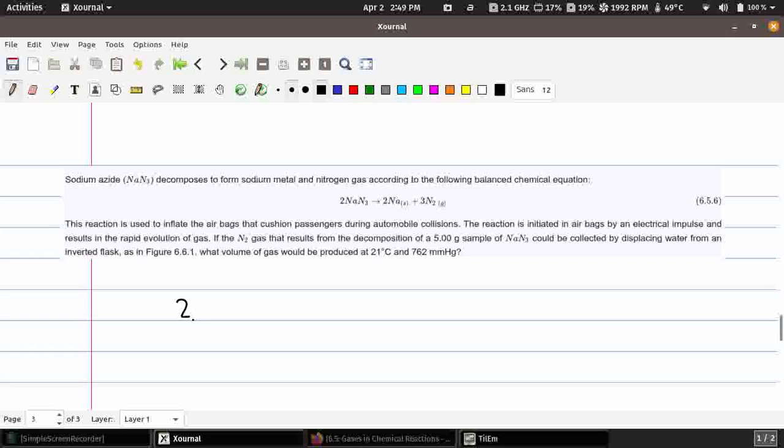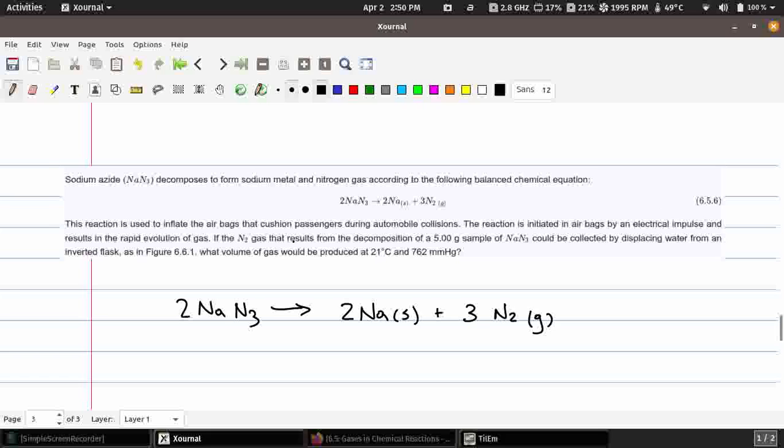Anyways, so we'll rewrite the reaction. We have 2NaN3 breaks up into 2 sodium metals plus 3 nitrogen gas. Wow, why am I doing that? Okay. This reaction is used to inflate the airbags that cushion passengers during automobile collisions. The reaction is initiated in airbags by an electrical impulse and results in the rapid evolution of gas. That means that lots of gas gets made super quickly.